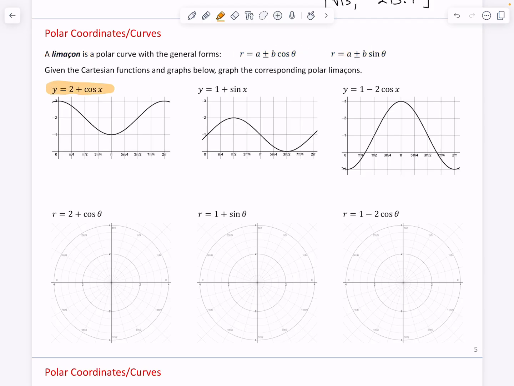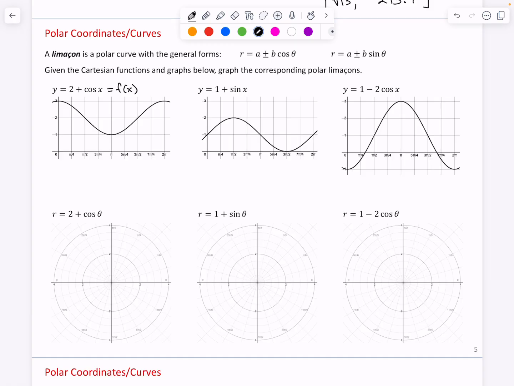Our first Cartesian function is y equals 2 plus cosine of x. We're going to use this graph to help us graph its polar version, r equals 2 plus cosine theta. Now, these functions can be considered identical, except for how we interpret the inputs and outputs. We can also use function notation in the Cartesian. We could call this f of x, which represents the y-coordinate. So you pick x, the independent variable, calculate, and you get an output variable called the dependent variable, which is y.